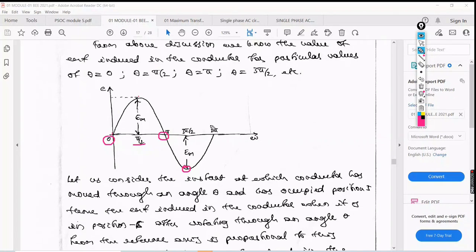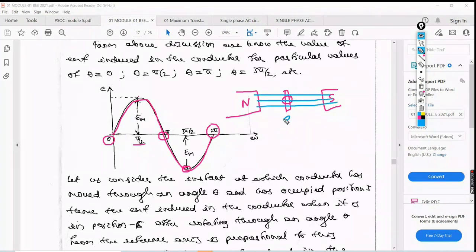Then at 360, the flux linkage will be 0, then the magnitude of the voltage induced will be 0. This is what is called sinusoidal voltage generation, because of the conductor rotation happening between the N pole and the S pole. The conductor is rotating along the axis. With respect to that, the amount of flux linked with the conductor will cause the induced EMF.